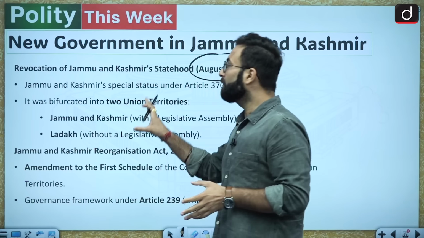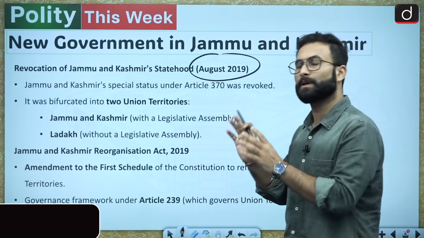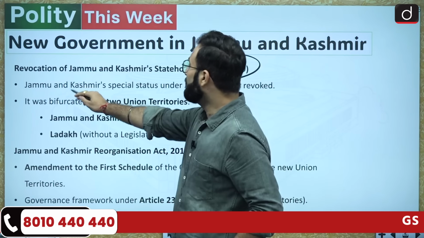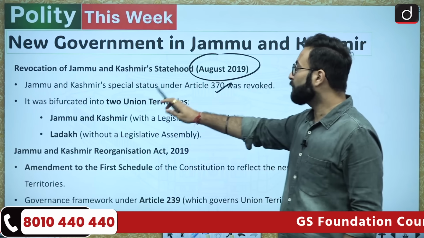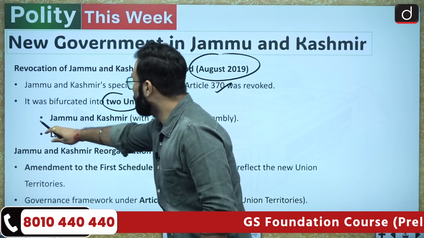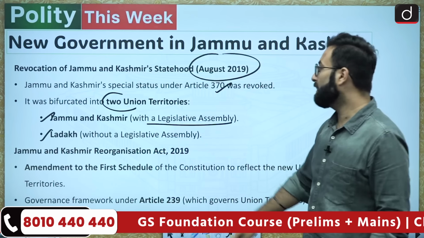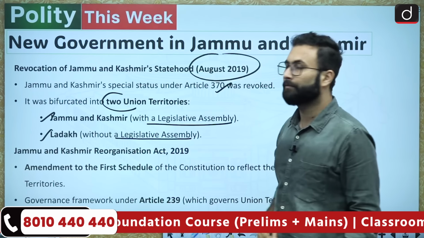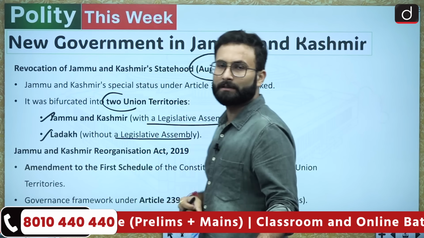Now, this happened with the revocation of Article 370, the special provision with respect to Jammu and Kashmir. Jammu and Kashmir's special status under Article 370 was revoked and it was converted into 2 union territories, Jammu and Kashmir and Ladakh. Jammu and Kashmir will have a legislative assembly and Ladakh will not have a legislative assembly. It will have an administrator, which is the case in the other union territories.